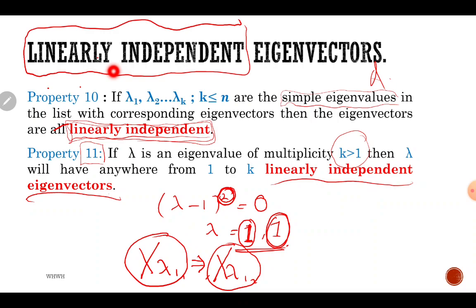So to understand property 10 and property 11, I will go through an example. For property 10, perhaps we go back to our previous example in our lecture notes, chapter 1 part 1, right?